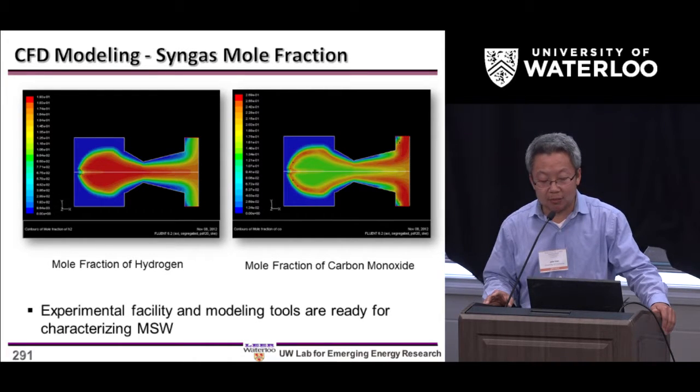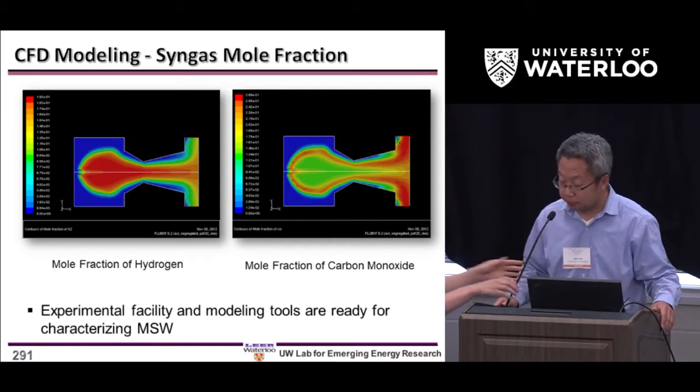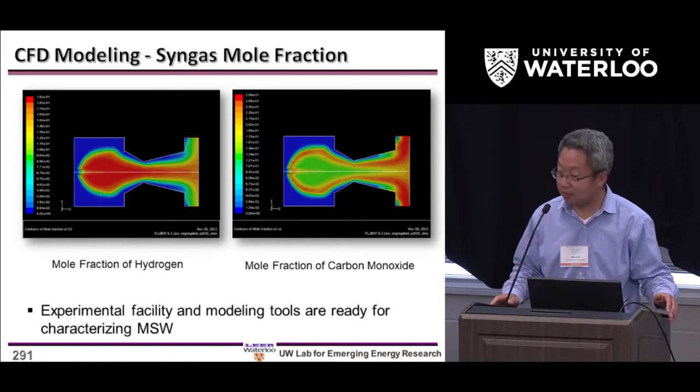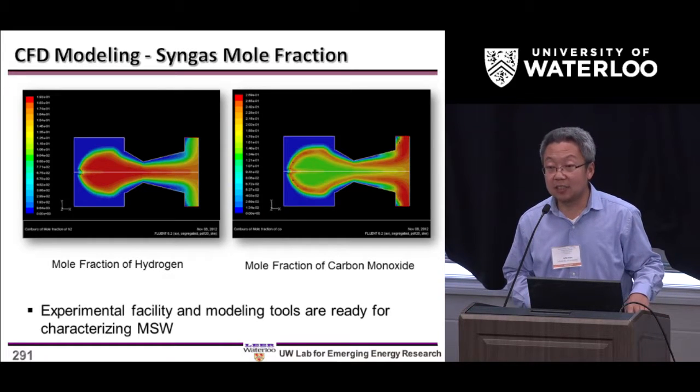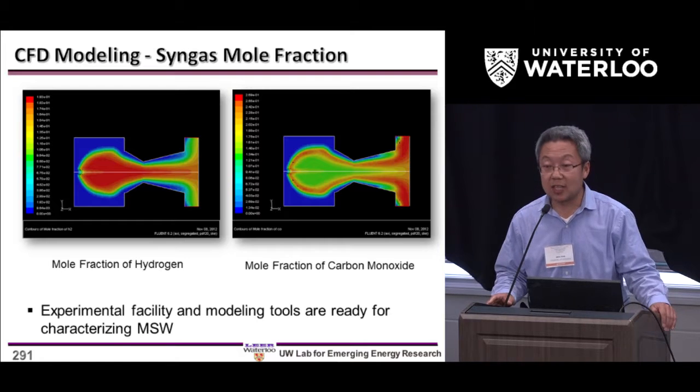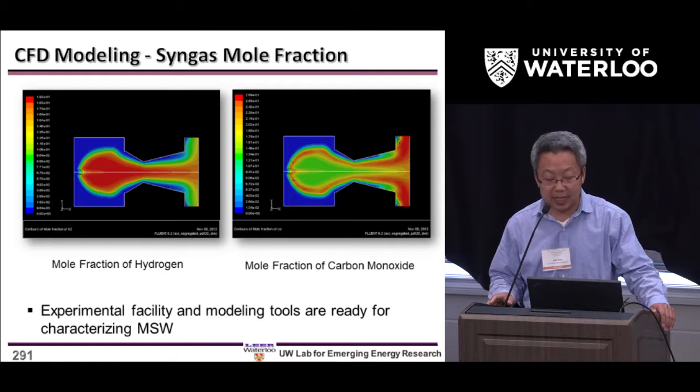Here we can predict the mole fraction of hydrogen and carbon monoxide. That's basically the concentration of syngas, the major product of the gasification.